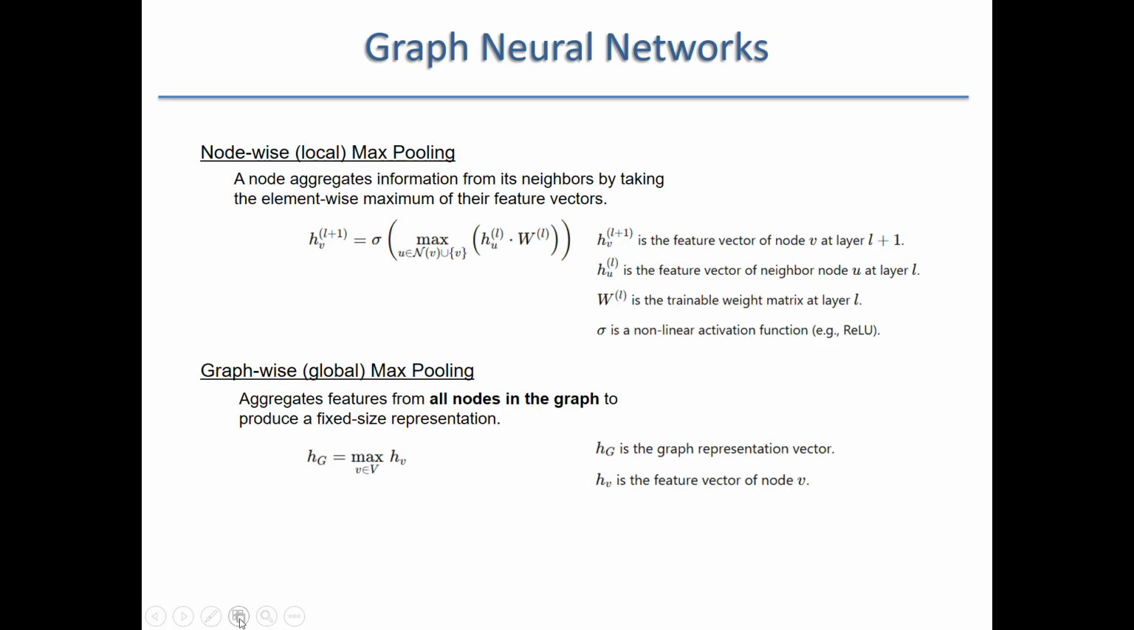We can also compute max pooling at the level of the graph. So if we take all the nodes in the graph, we can take the maximum, for instance, of all the hidden states. The same applies to average pooling.